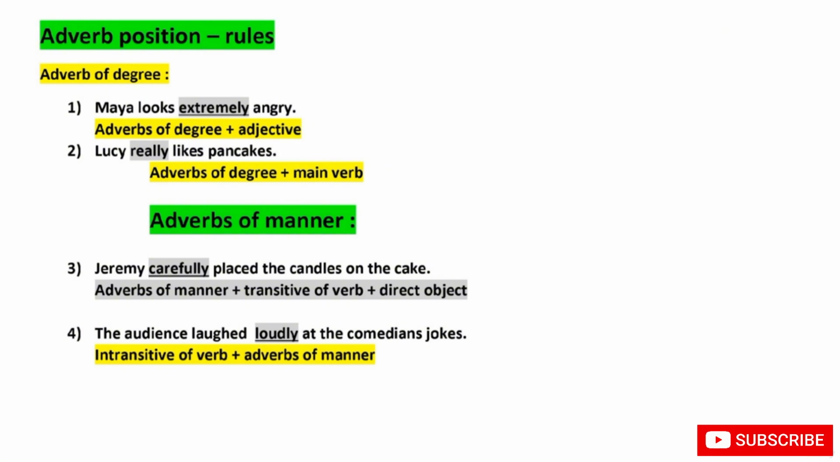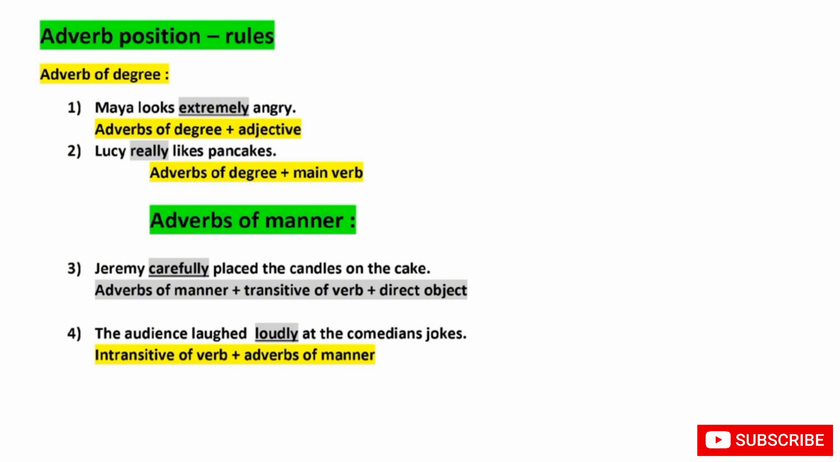Sentences 3 and 4 have adverbs of manner. So what about number 3? Here, the adverb carefully is in between the verb placed and the object of the verb, the candles. This is a very important rule. Never put an adverb between a verb and its direct object.